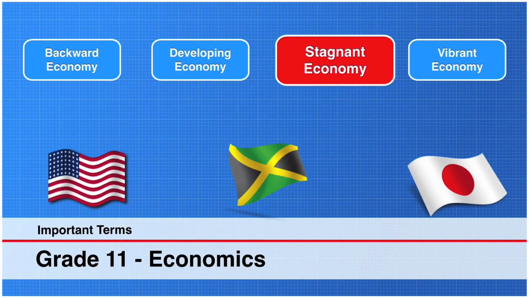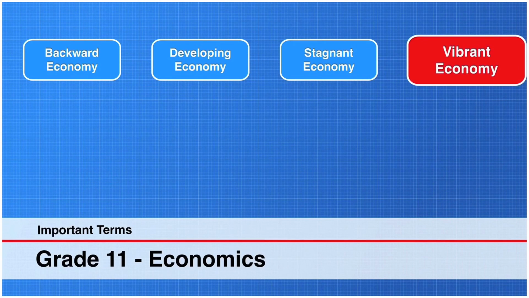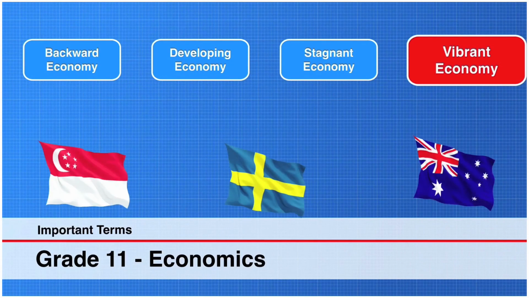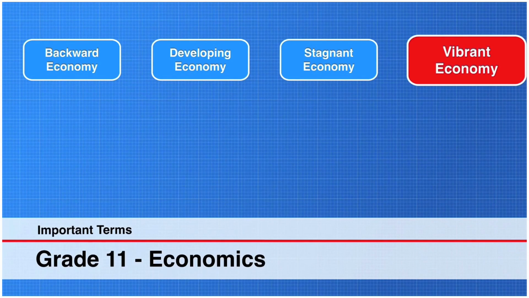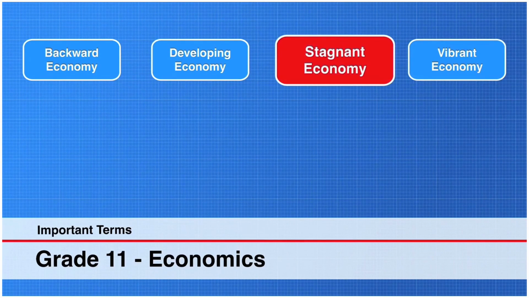And the last of the four definitions, a vibrant economy, is characterized by dynamic changes in terms of the emergence of technology in the process of production. So what does that mean? That means there are lots and lots of new opportunities for growth. Technology is more and more involved in the productive process, and the rate of growth is very significant. Modern day examples of these types of economies are Singapore, Sweden, and Australia. You can think of a vibrant economy as being the exact opposite of a backward economy. And a vibrant economy can never be a stagnant economy. These two are polar opposites.